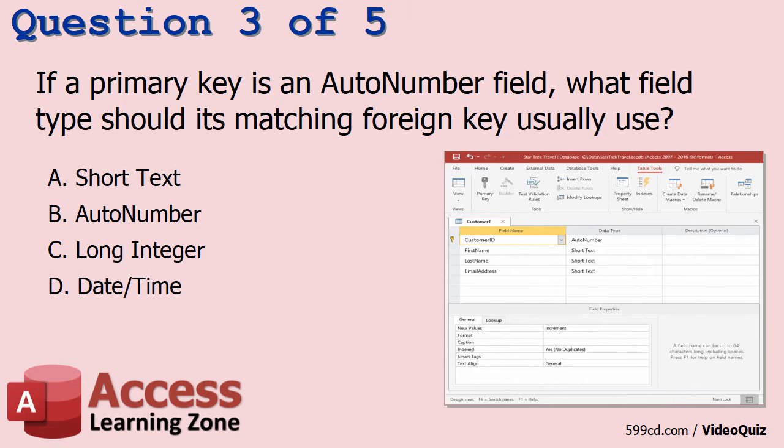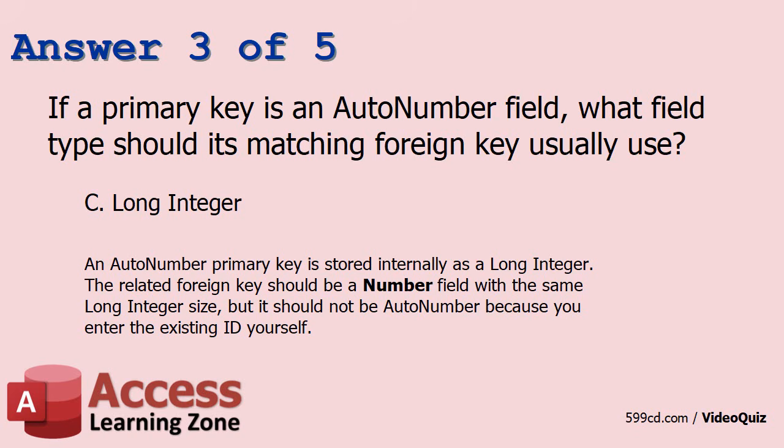Question 3, if a primary key is an AutoNumber field, what field type should its matching foreign key usually be? Short text, AutoNumber, long integer, or date time? That's going to be a long integer. If the primary key is an AutoNumber, the foreign key should be a number of type long integer.